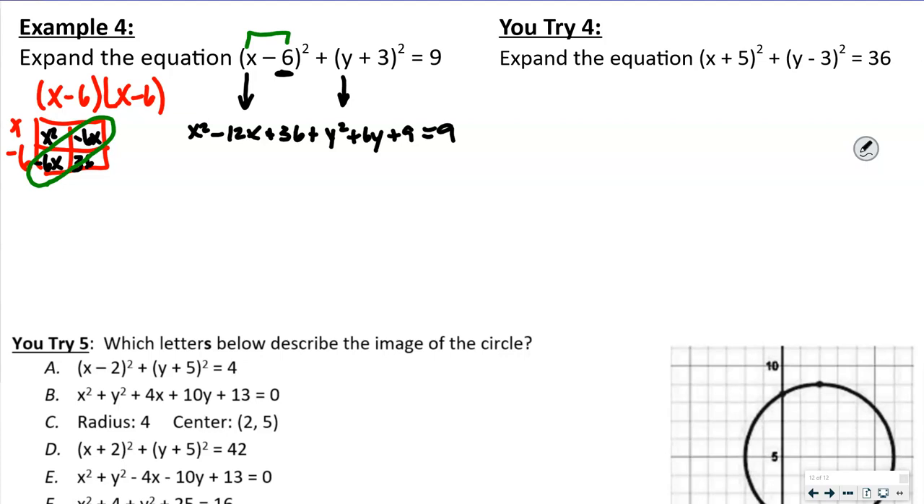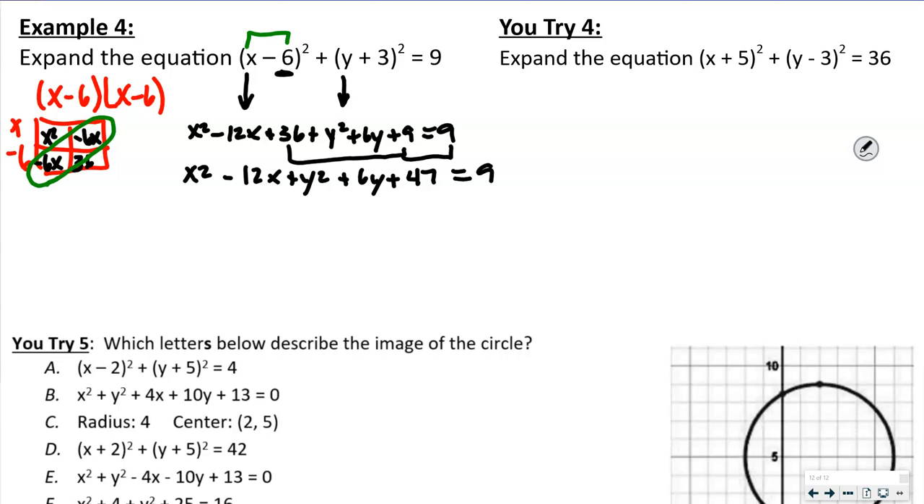Okay, so now what we want to do is simplify. So we have x² - 12x. We're going to combine these like terms, guys, these three like terms. So then that's plus y² + 6y, and then we got 36 plus 9 is 45. That equals 9. So now your answer could typically appear two different ways here.